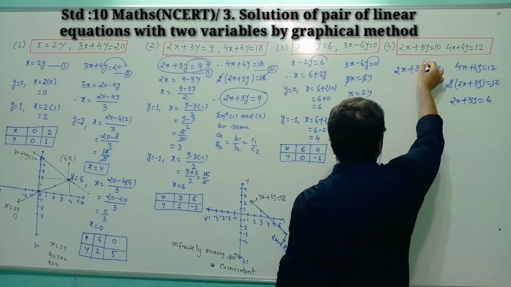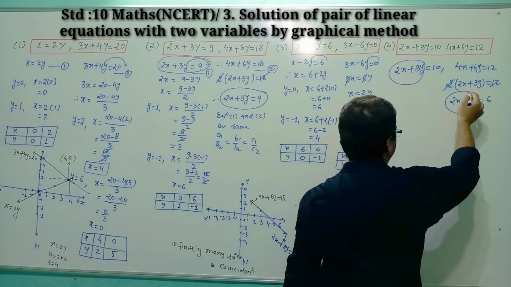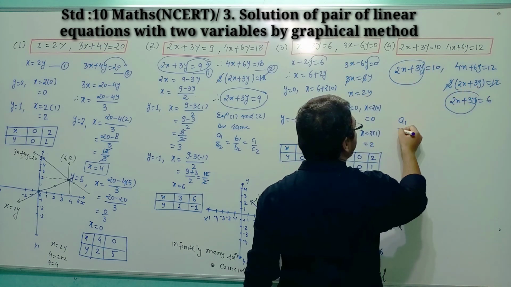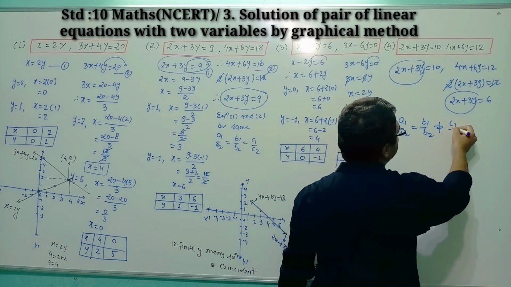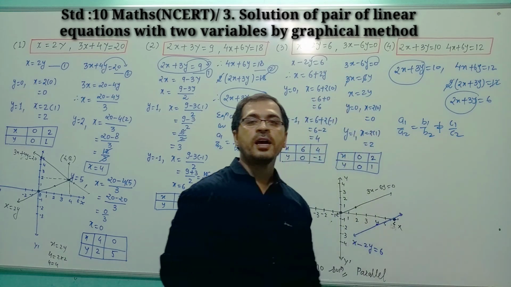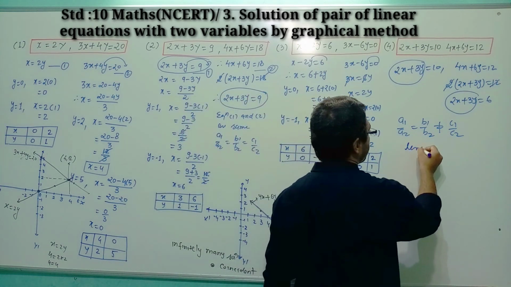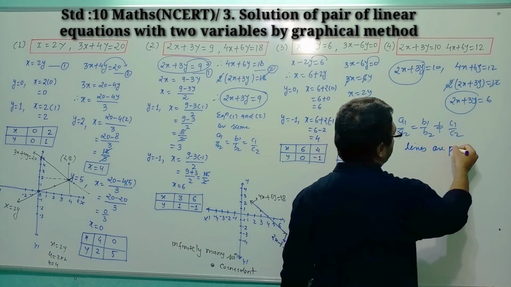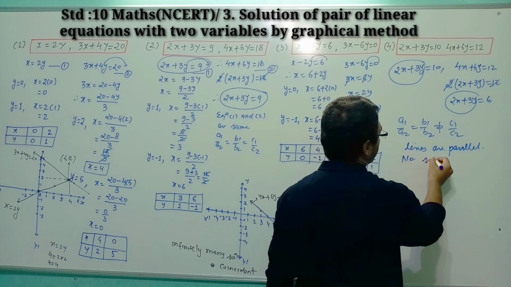6. So students, you can see that here on the LHS, both are equal. It means we know that a1 by a2 is equal to b1 by b2 is not equal to c1 by c2. It means the lines will be parallel. The lines are parallel. Okay, students, so there will be no solution.